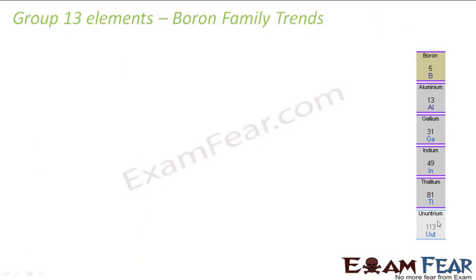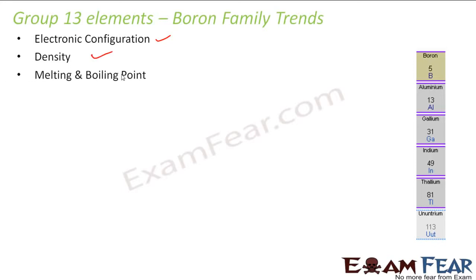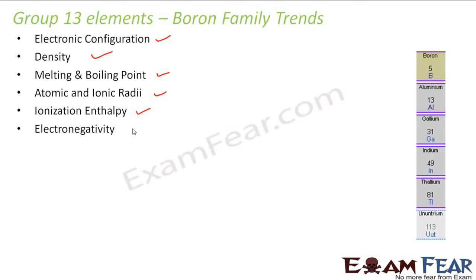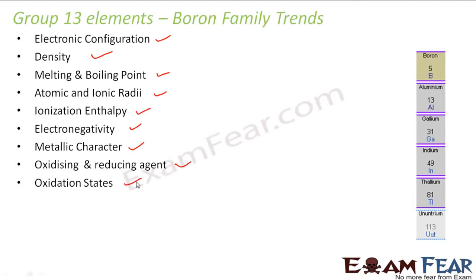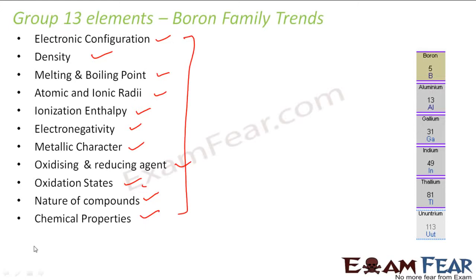Let's talk about the group 13 elements, the boron family, the trends. We will talk about the electronic configurations, the density, the melting and boiling point, the atomic and ionic radii, the ionization enthalpy, electronegativity, the metallic character, the oxidizing and reducing agents, the oxidation states, the nature of compounds, and also the chemical properties. So we'll talk about all these trends for the boron family now.